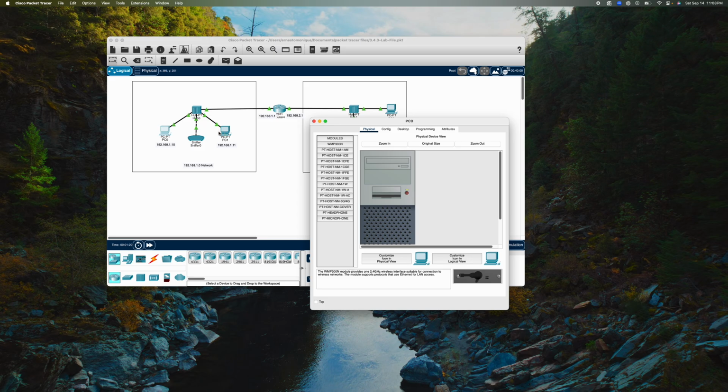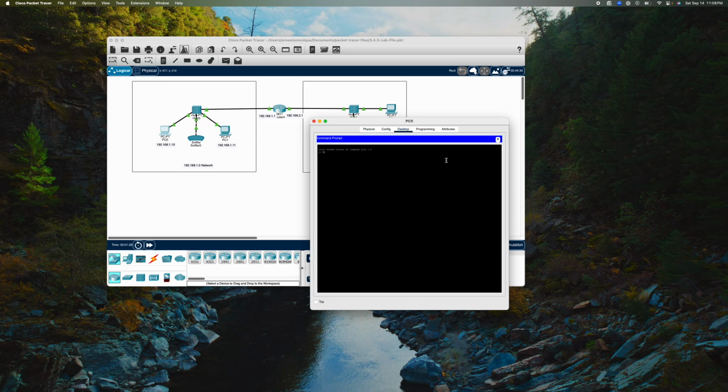All right, so to see how this sniffer is gonna capture all the packets, PC number zero is gonna send a ping to the other computer. So we're gonna ping that IP address, which is 192.168.1.1.